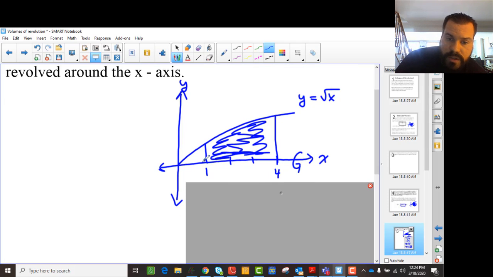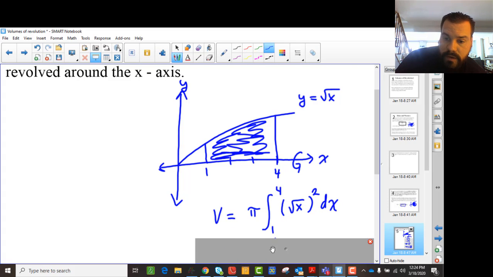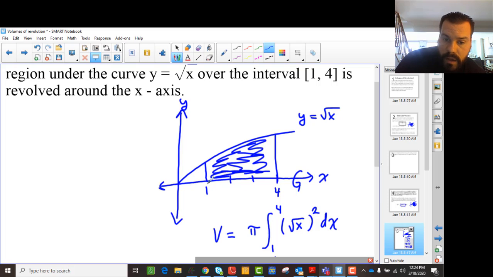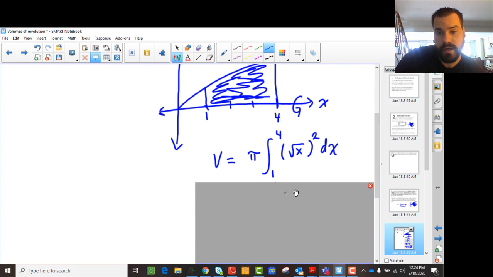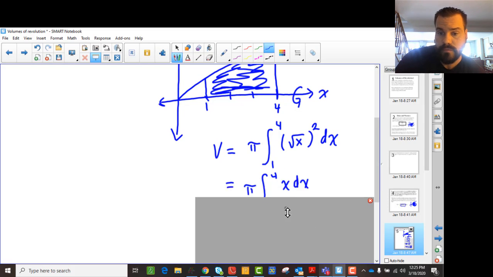So all I do is I take the volume formula. It's pi times f of x squared. The boundaries are 1 and 4. The function is root x, and I square that. So what I end up with is a volume integral from 1 to 4 of pi times root x squared dx. And then I integrate.